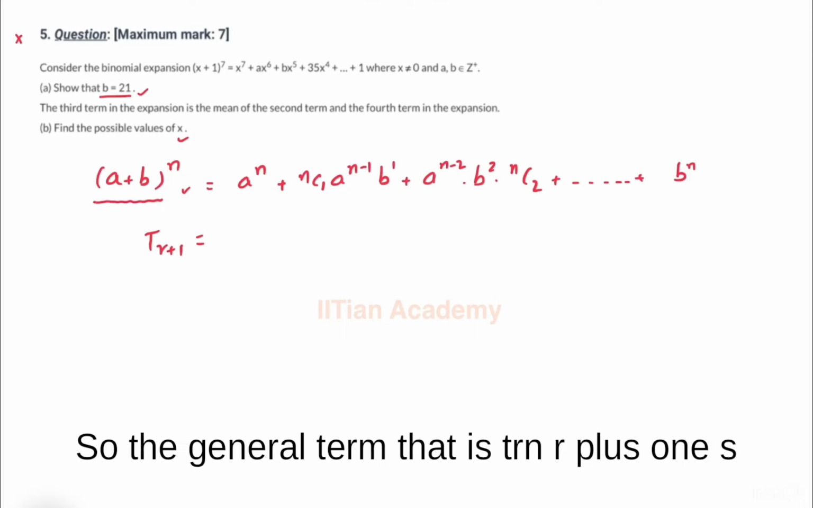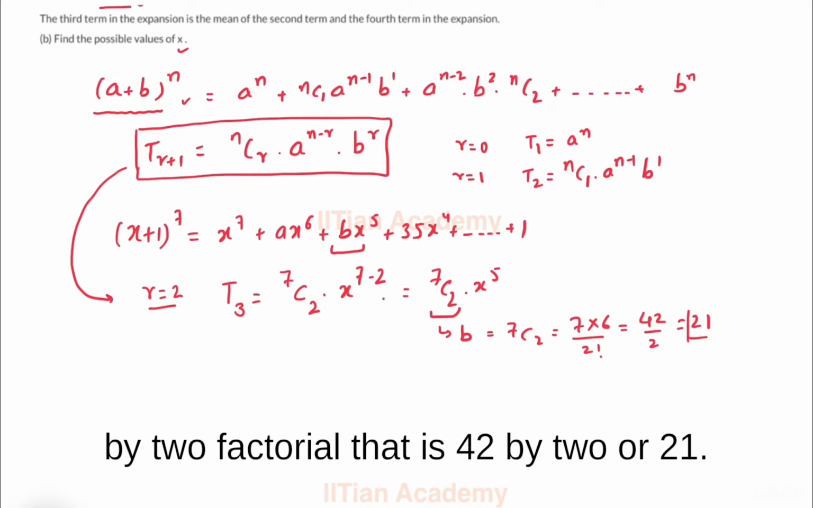Third term would be 7C2 because r is 2, multiplied by x raised to the power 7 minus 2 into 1 square. So the third term is 7C2 into x raised to the power 5. The value of 7C2 in this question equals b. So this will be 7C2 or 7 into 6 by 2 factorial, that is 42 by 2 or 21.